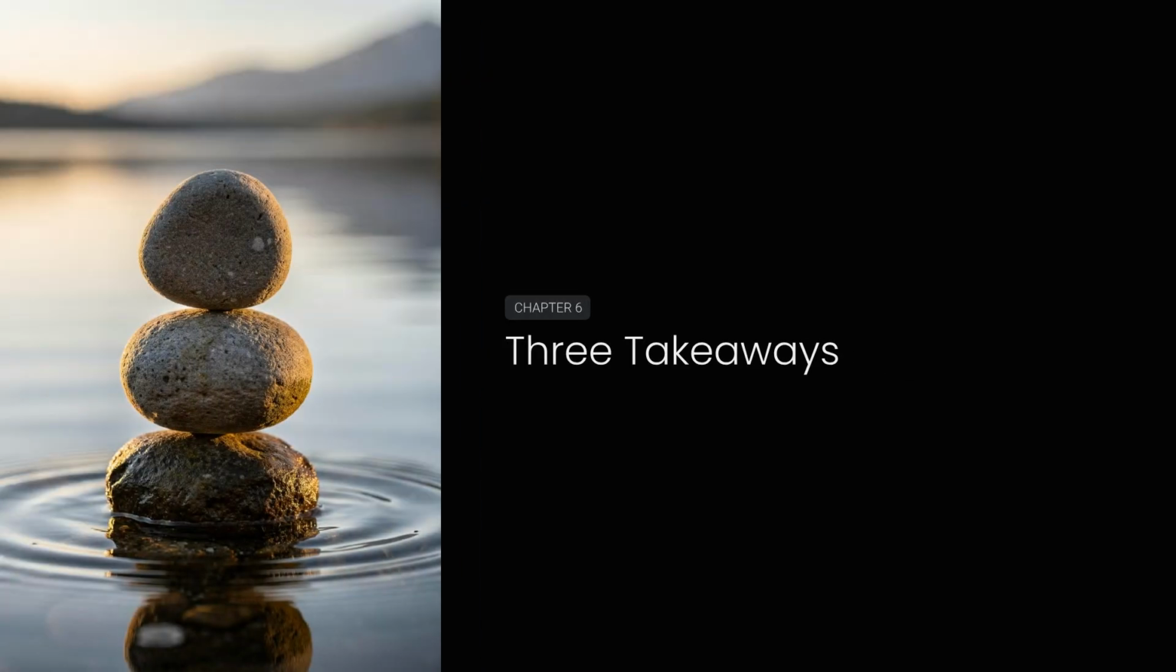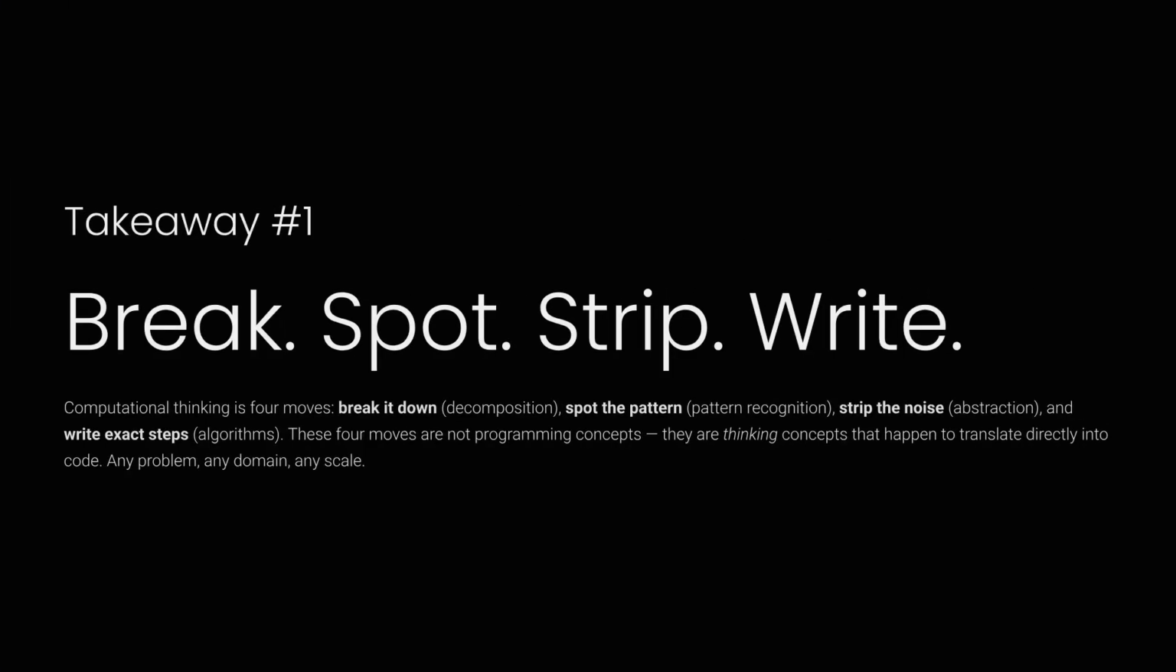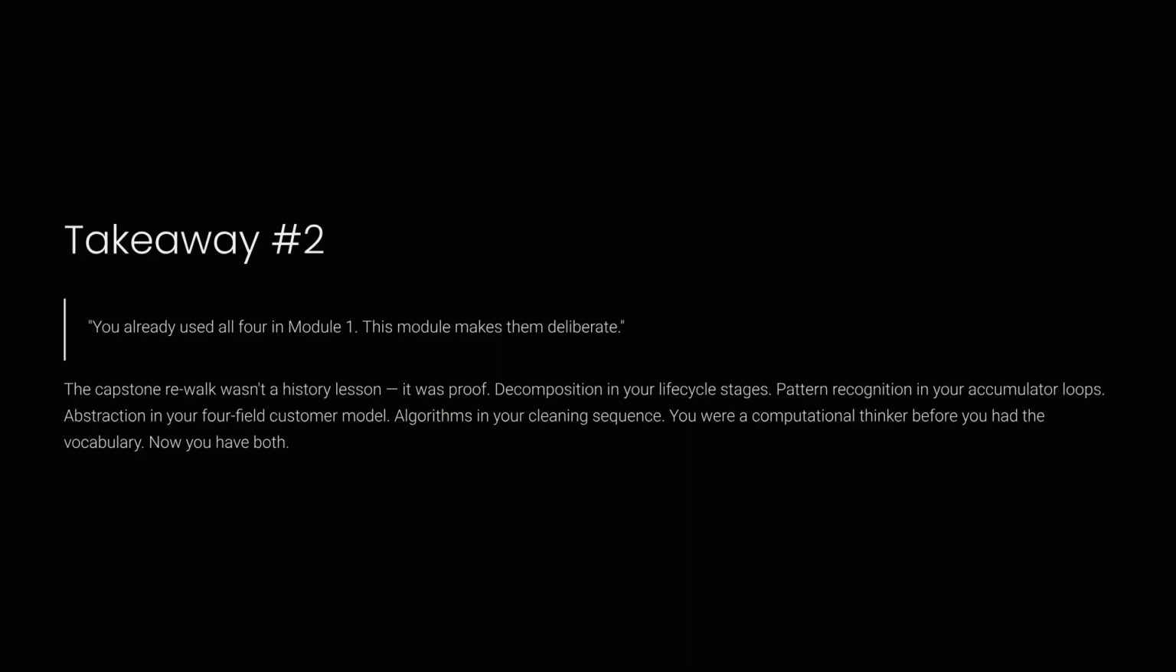Welcome to Chapter 6 of our journey, where we consolidate everything we've covered into 3 key takeaways. These will frame your thinking for the rest of the module. Our first takeaway is simple: break, spot, strip, and write. These 4 moves, decomposition, pattern recognition, abstraction, and algorithms, are thinking concepts that translate directly into code, applicable to any problem or domain.